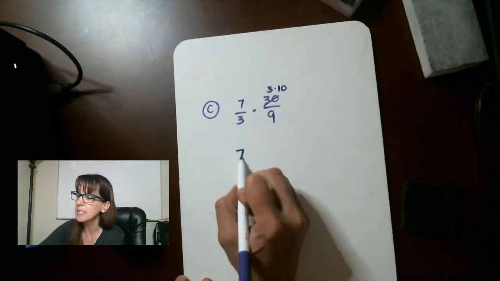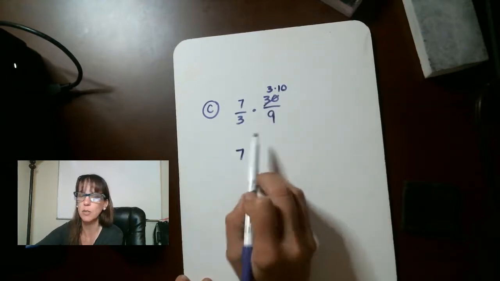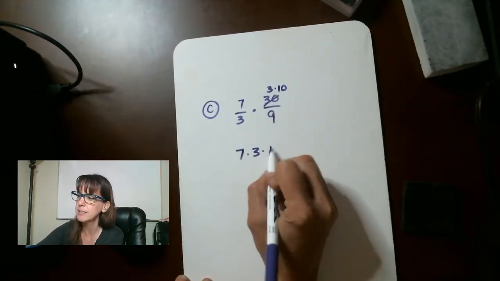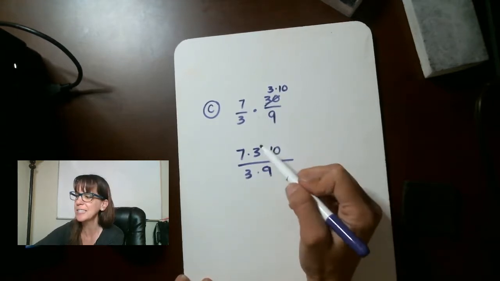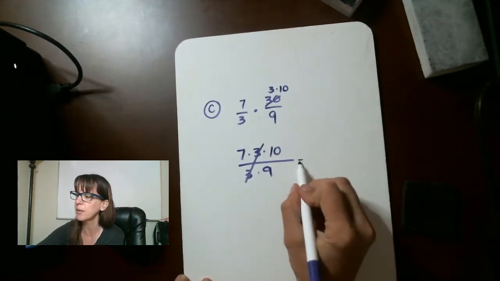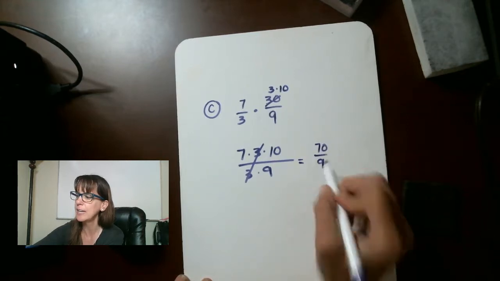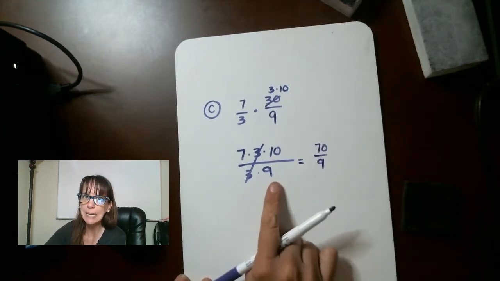So what I have here is, because we multiply straight across the top and straight across the bottom, 7 times 3 times 10 over 3 times 9. What we can do here is cancel these guys out, and we're left with 70 over 9. Now you don't need to rewrite it like that every time.